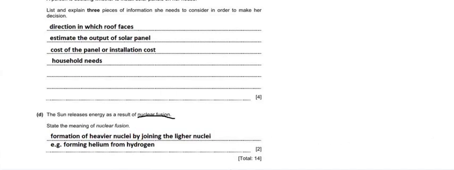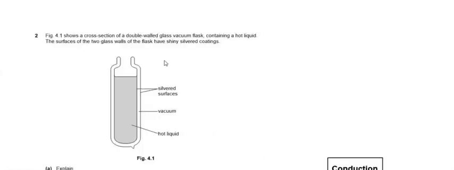Okay, so I hope you understood this question. Now we are moving towards the next question. Now question number 2: Figure 4.1 shows the cross section of a double walled vacuum flask containing hot liquid. The surfaces of the two glass walls of the flask have a shiny silver coating.